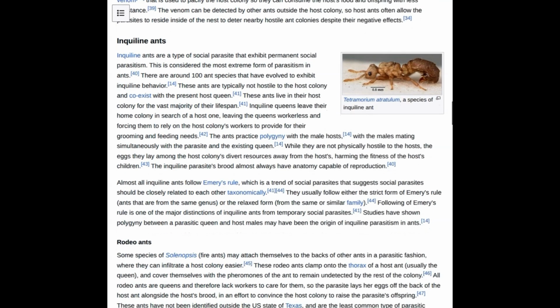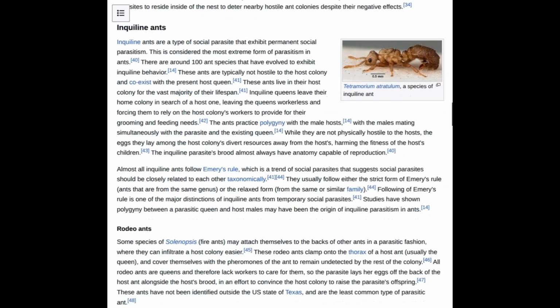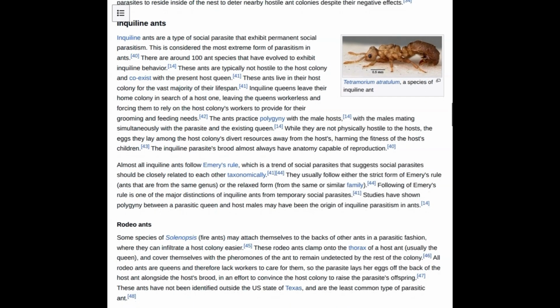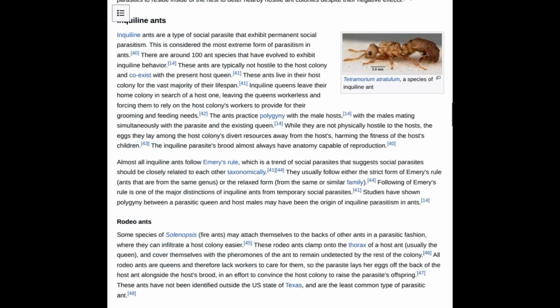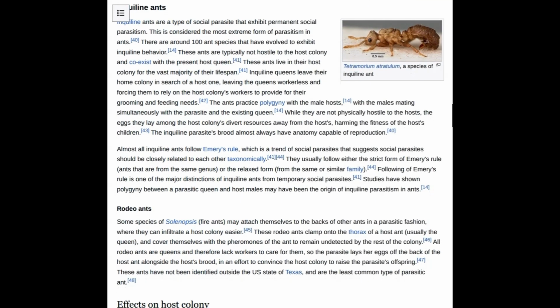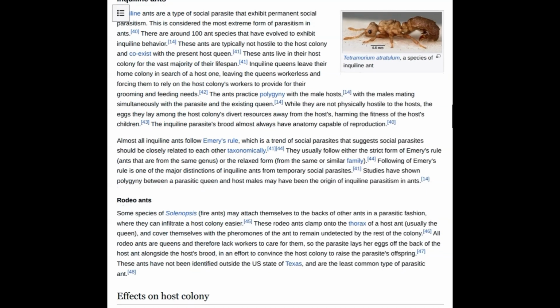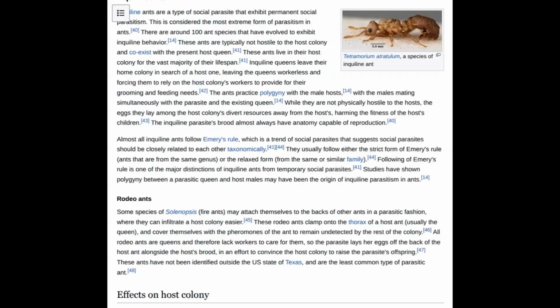Inquiline queens leave their home colony in search of a host one, leaving the queens workerless and forcing them to rely on the host colony's workers to provide for their grooming and feeding needs. The ants practice polygyny with the male hosts, with the males mating simultaneously with the parasite and the existing queen. While they are not physically hostile to the hosts, the eggs they lay among the host colonies divert resources away from the hosts, harming the fitness of the host's children.